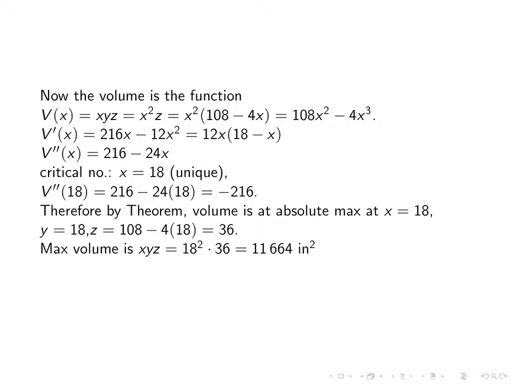and the maximum possible volume is x times y times z, or x times x, which is 18 squared times 36, which turns out to be 11,664 square inches. In Calc 2, you'll do the same problem where x is not necessarily equal to y, and this is why we have x and y as two different variables. This is the end of section 5.6.